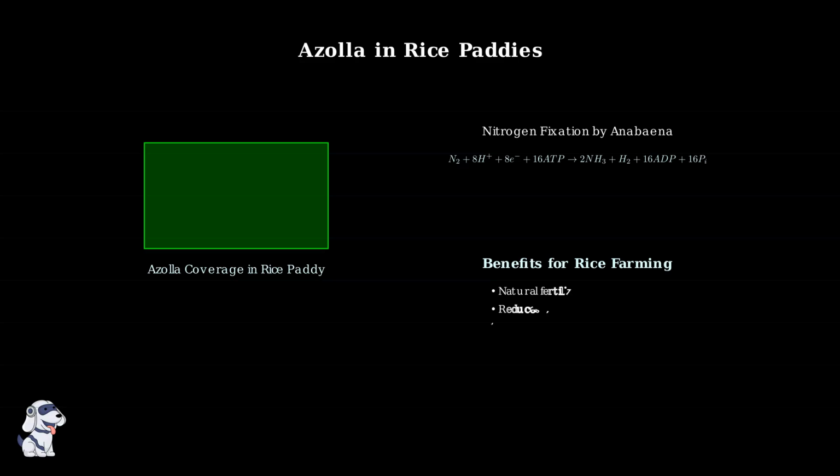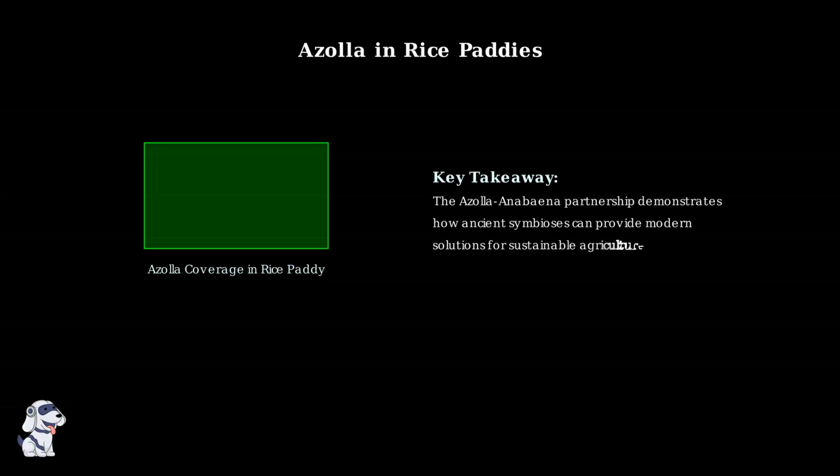This natural partnership provides tremendous benefits for rice farming. The Azolla-Anabaena system can provide 20 to 30 kilograms of nitrogen per hectare per season, reducing the need for expensive chemical fertilizers while improving soil health and sustainability. This remarkable example shows how understanding and harnessing natural partnerships can provide sustainable solutions for modern agriculture. The Azolla-Anabaena system has been used for centuries and continues to be an important tool for feeding the world's growing population.